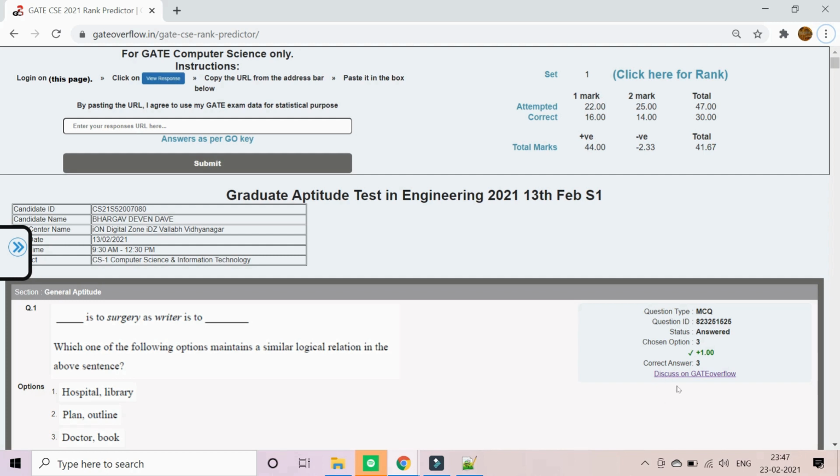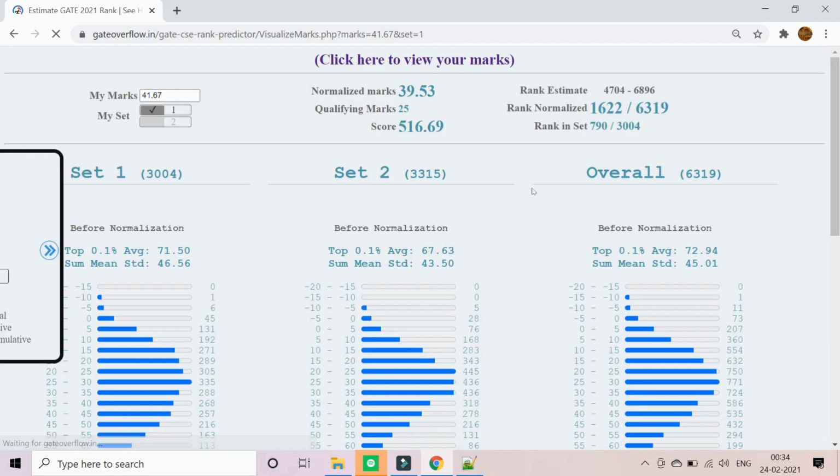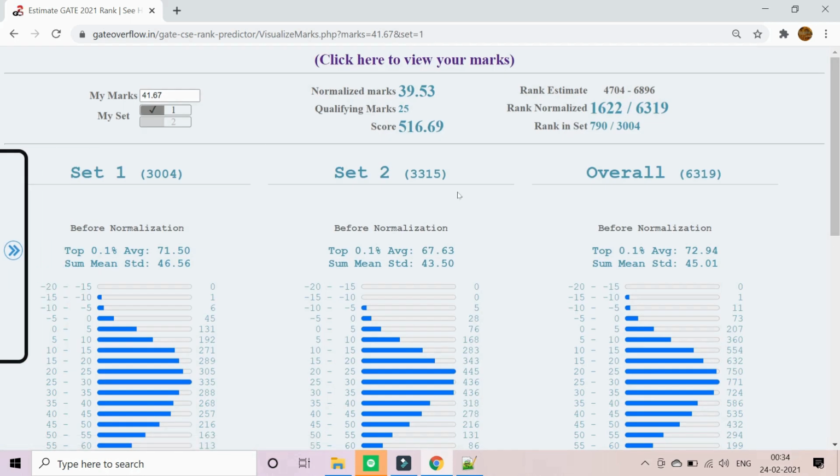And if any of your options is answered wrongly, that is, the chosen answer is something and the correct answer is something else, and if you have any doubt, you can click on this URL, discussion on GATE Overflow, and this will take you to the discussion page, that is, to the question page in GATE Overflow. Now click here for rank, and this opens the rank page.